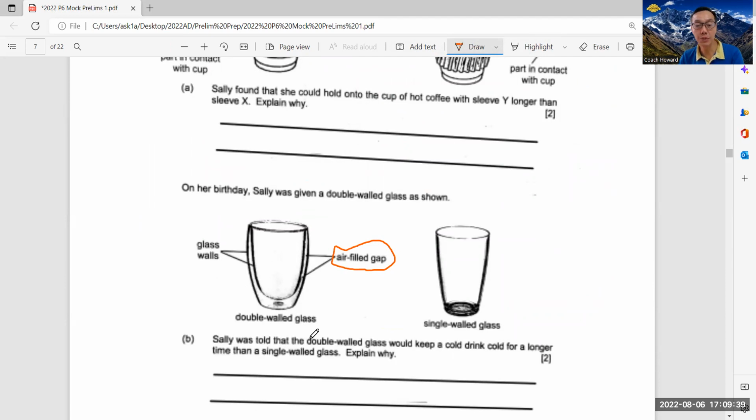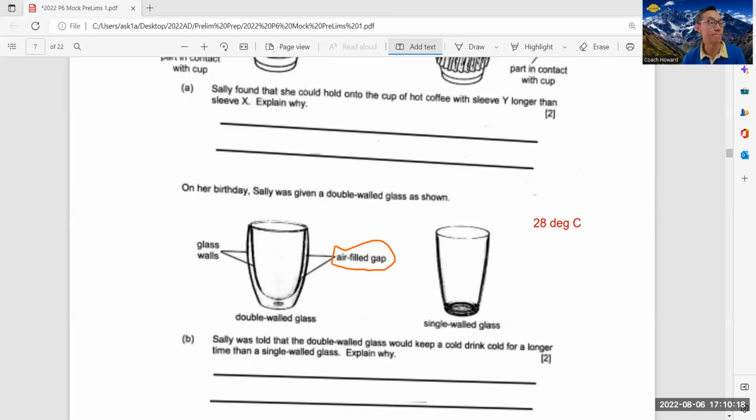So Sally was told that the double glass wall could keep cold drink longer. So outside, maybe the external temperature, let's say it's 28 degrees. So external is higher than the drink. So the drink will gain heat from the surrounding. So if you pour the cold drink in the double glass wall, the air actually reduces heat gain from the external.